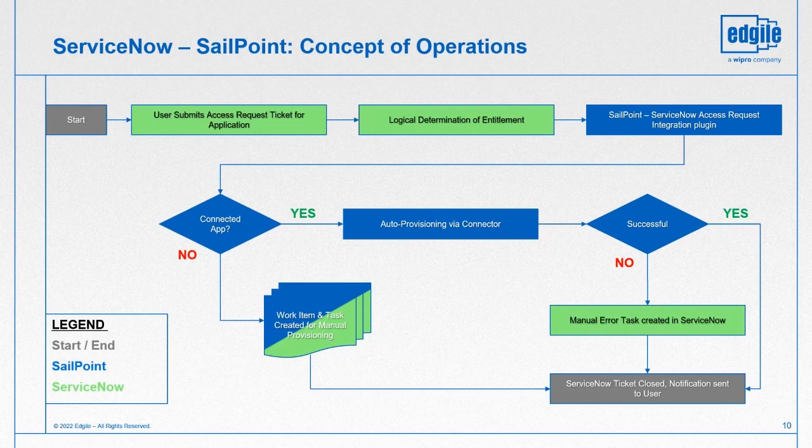If this is not a connected application, we can then look to create work items or tasks. This particular one you'll notice is in blue and green. If you're leveraging the service desk connector for ServiceNow, we can create tasks back in ServiceNow. Alternatively, we can create work items in SailPoint. Ultimately, this ends up closing out the ticket with a notification being sent to the user, letting them know that their request has been fulfilled. At this point, I'll hand it over to Cole, who's going to jump into the system and bring some of this to life.